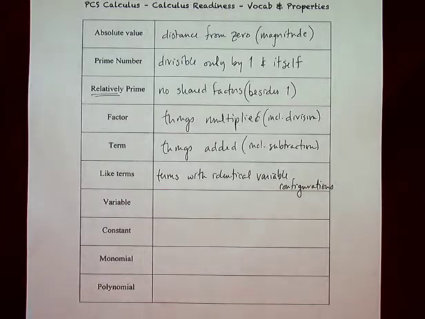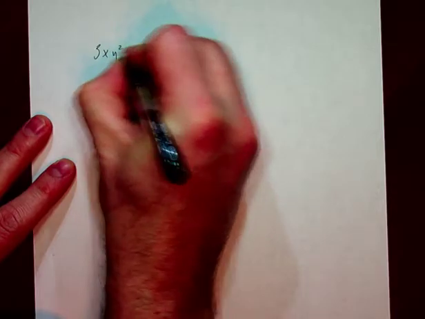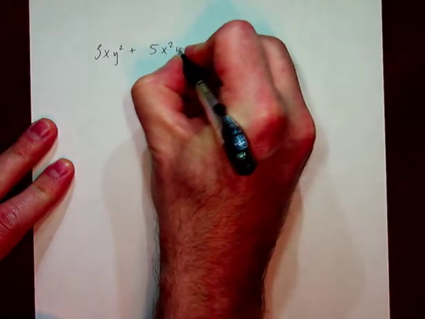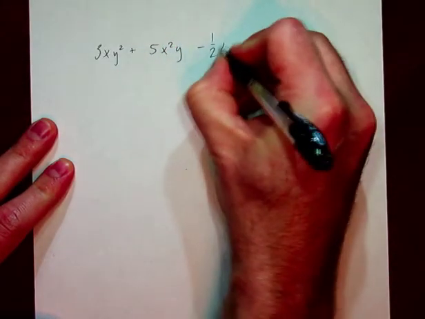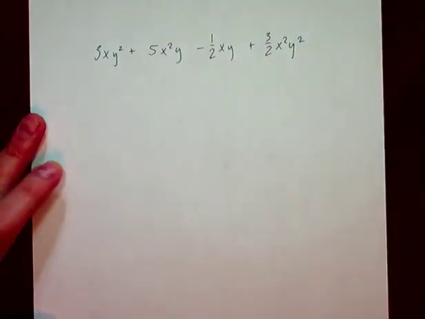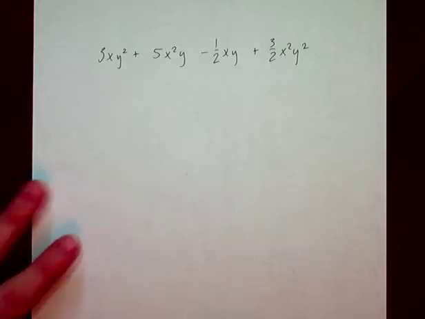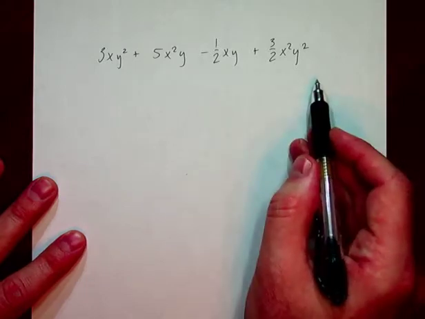If you're dealing with like terms, and you have something like 3xy squared plus 5x squared y minus 1/2 xy plus 3/2 x squared y squared, all four terms have x and y. They have the same variables, but they don't have the same variables to the same powers at the same time, right? So basically there are no like terms here.